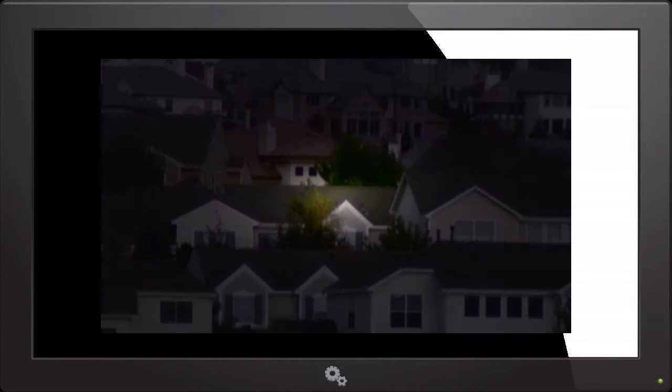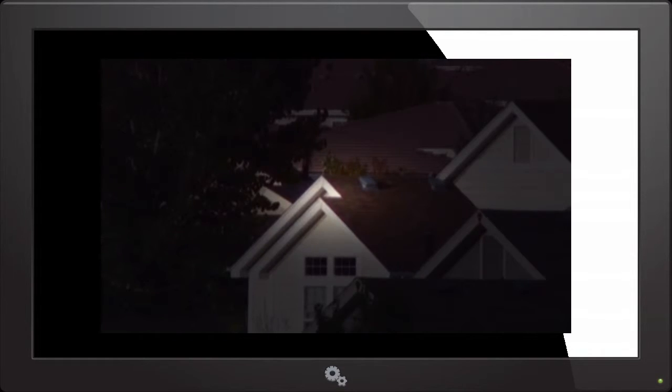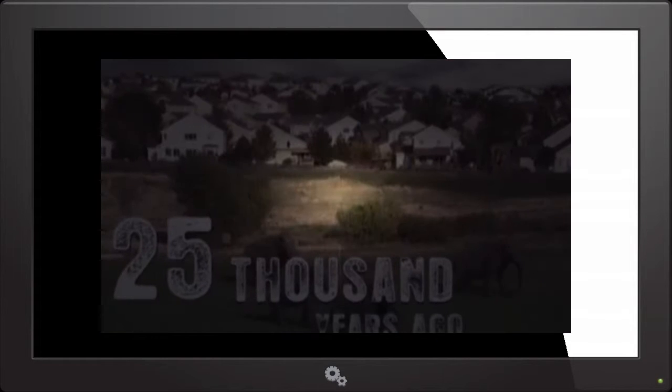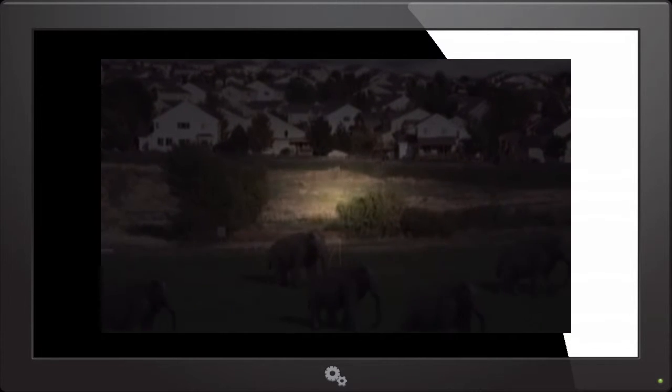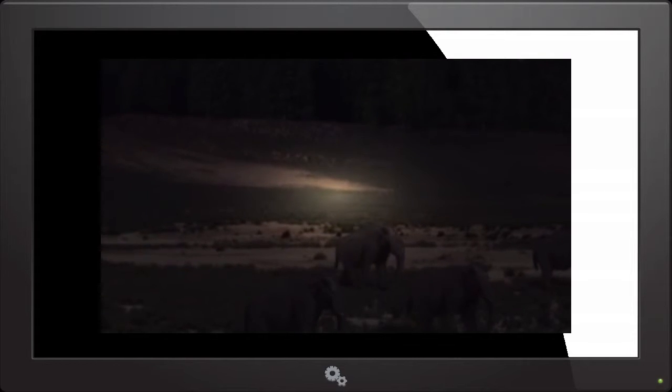South of the city is Highlands Ranch, a typical US suburb covered with densely packed homes. But travel back 25,000 years, and the football fields of this community would have been filled with young mammoths instead of young humans.